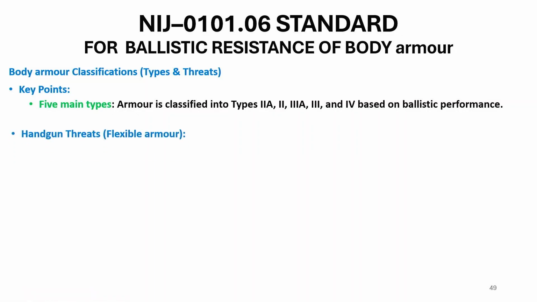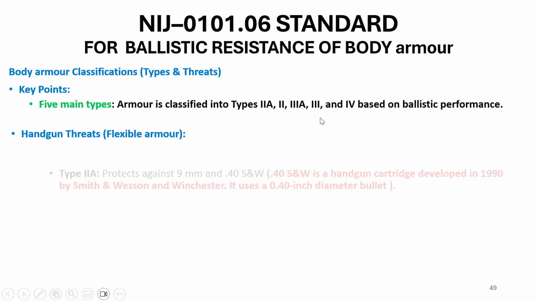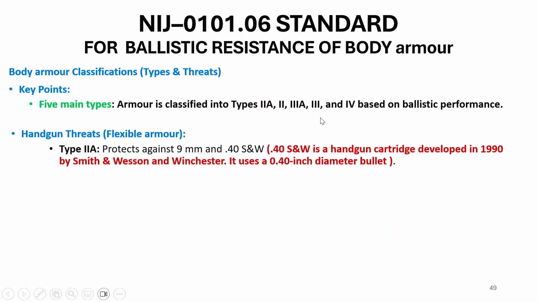And this 2A is basically for flexible armors. You can see this lower level for flexible armor covers lower levels of threats, handgun threats. So, 2A protects against 9 mm and 0.40 S and W, that is Smith and Wesson and Winchester. So, this is what the S and W stands for.